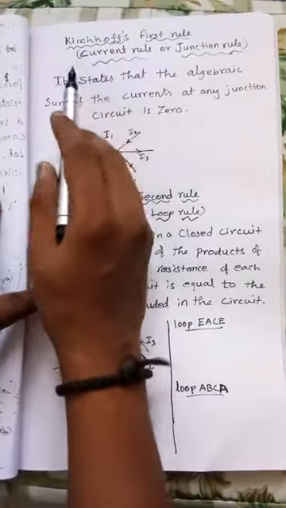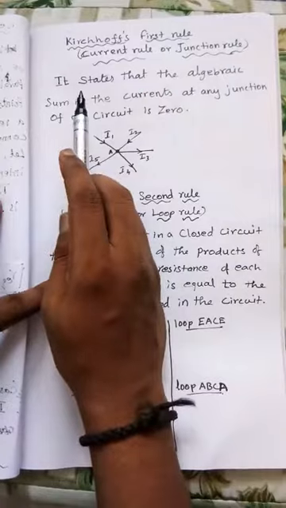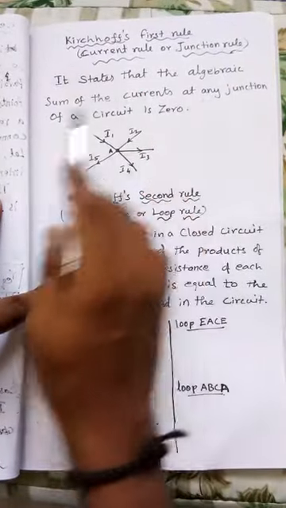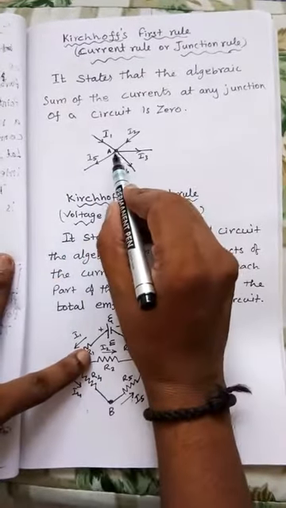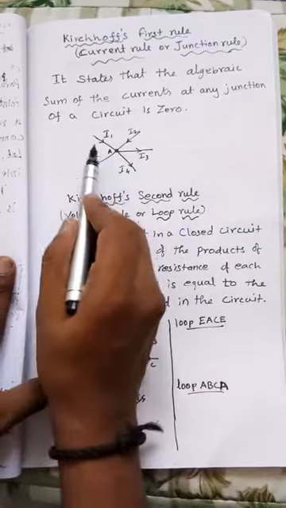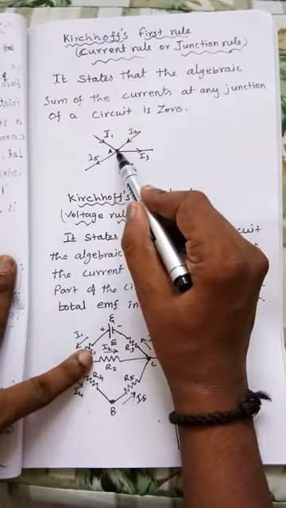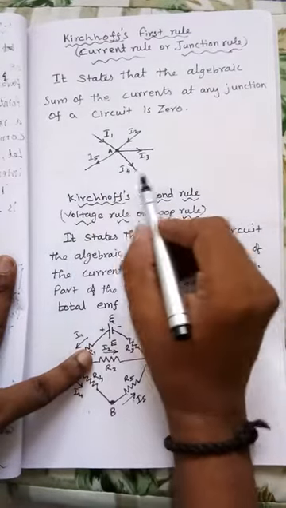Kirchhoff's laws. Kirchhoff's first rule, the current rule or junction rule, states that the algebraic sum of the currents at any junction of a circuit is 0. For example, consider a circuit with 5 currents passing through it. This is a junction. A is a junction. So 5 currents pass through the wires.